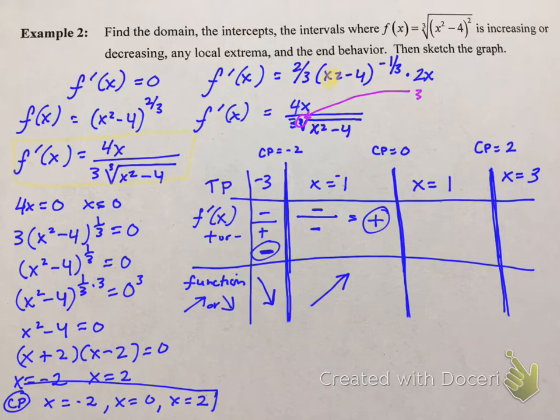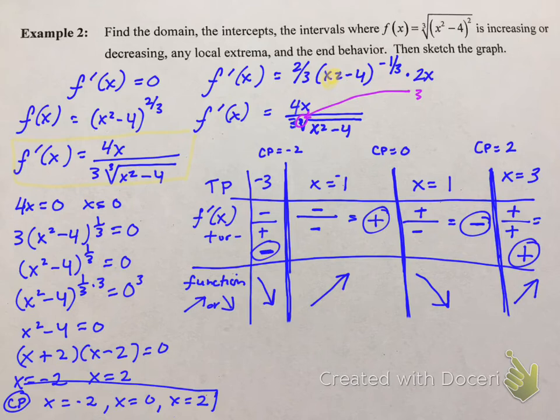If we plug in the value of 1, I get 4 times 1, which is a positive value. And if I plug a positive 1 into the denominator, I get 1 minus 4 underneath that cube root. That's a negative. So the result in the denominator is going to be negative. So positive divided by negative is negative. The function's decreasing. And then finally, if I plug in 3, 4 times 3 is 12. That's positive. And 3 squared is 9, minus 4 is 5, so my denominator is positive as well. So positive divided by positive is a positive, increasing.